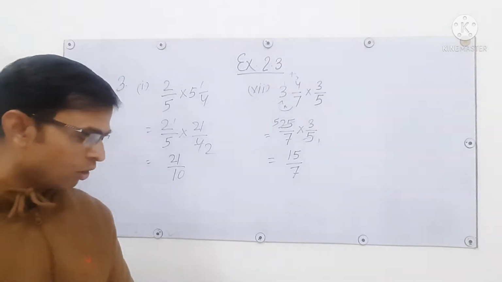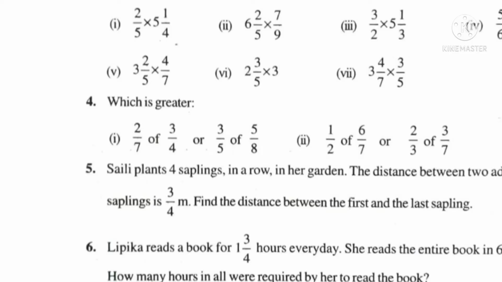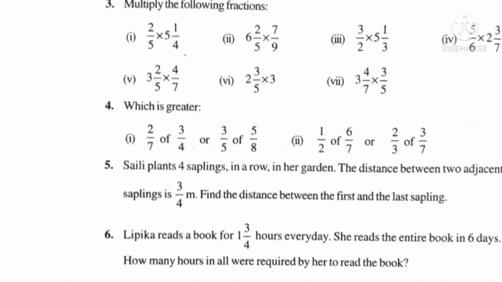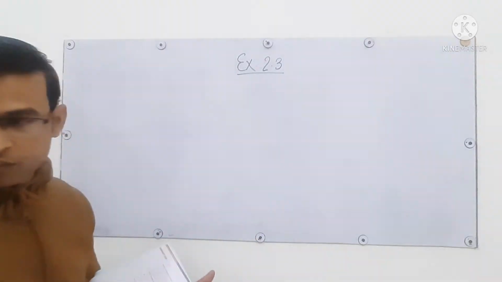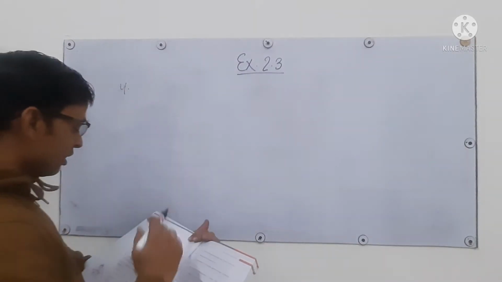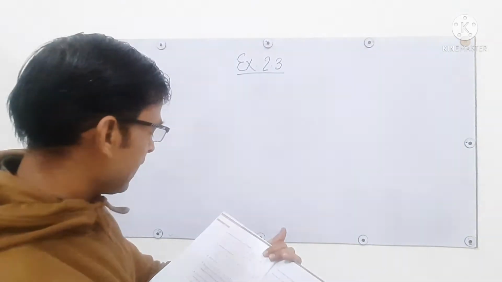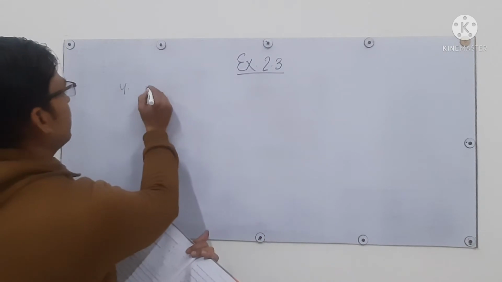Now we will try to solve question number 4, and question number 4 you can see now on your screen also. So what is question number 4? We have to just find which fraction is greater. That is, two fractions are given and we have to just solve and find which fraction is greater. So let's begin the question. And here also two questions are given, and I will try to solve only its second part.